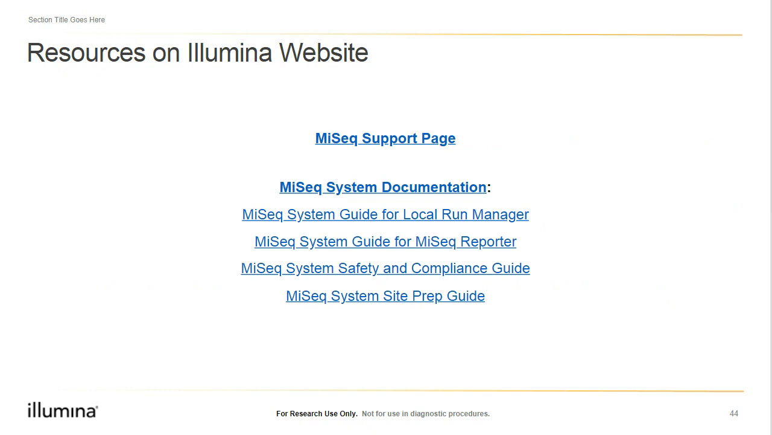Now that we've bombarded you with a ton of information, I want to begin wrapping up by covering some resources which we provided links to here in our appendix. At the top, we have a link to the MiSeq support page, that is a hyperlink there, so you can click on it and be taken directly to that web page. We also have a hyperlink to the MiSeq system documentation page, where you can find some of those below resources, such as the System Guide for Local Run Manager, System Guide for MiSeq Reporter, so that would be MCS 2.6, MiSeq System Safety and Compliance Guide, as well as the Site Prep Guide.